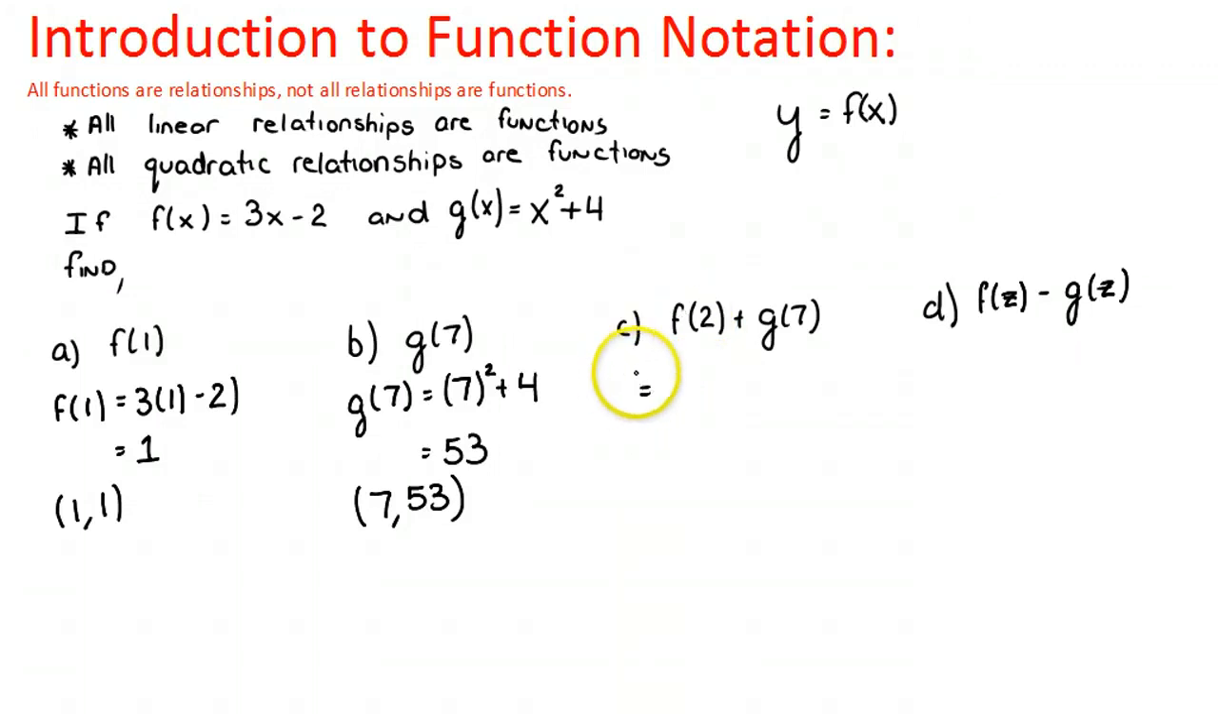What we're doing is we're finding f at 2, and then we're finding g at 7, and we're adding the results together. So sometimes students like to do this when they first get a problem like this. They'll actually break it up.